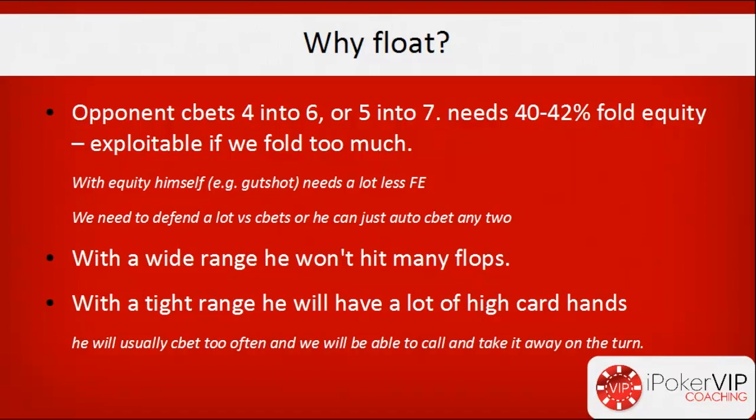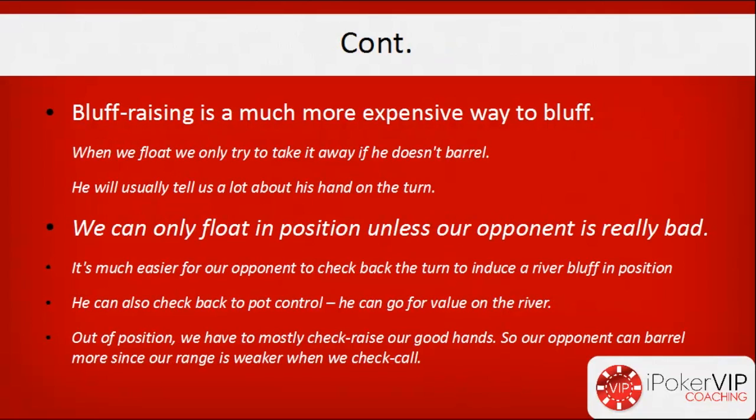With a tight range, he's going to have a lot of high card hands, so if our opponent opens from under the gun or under the gun 1, usually the majority of his hands are going to be high cards, and therefore when the flop comes low, they're pretty good to float because he's going to have to check fold the turn a lot unless he gets a good 2-barrel card. Continue with some more reasons to float.